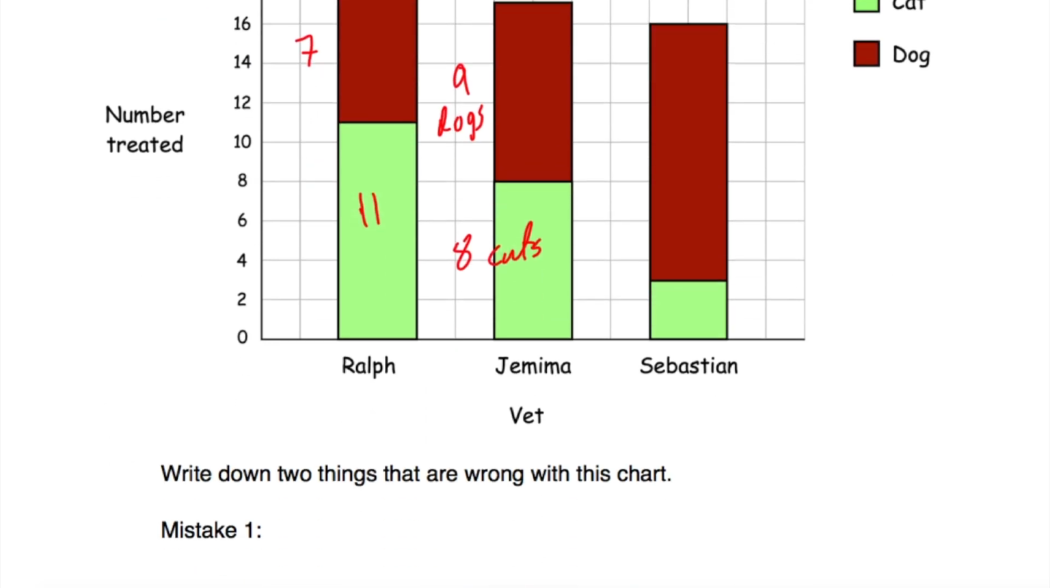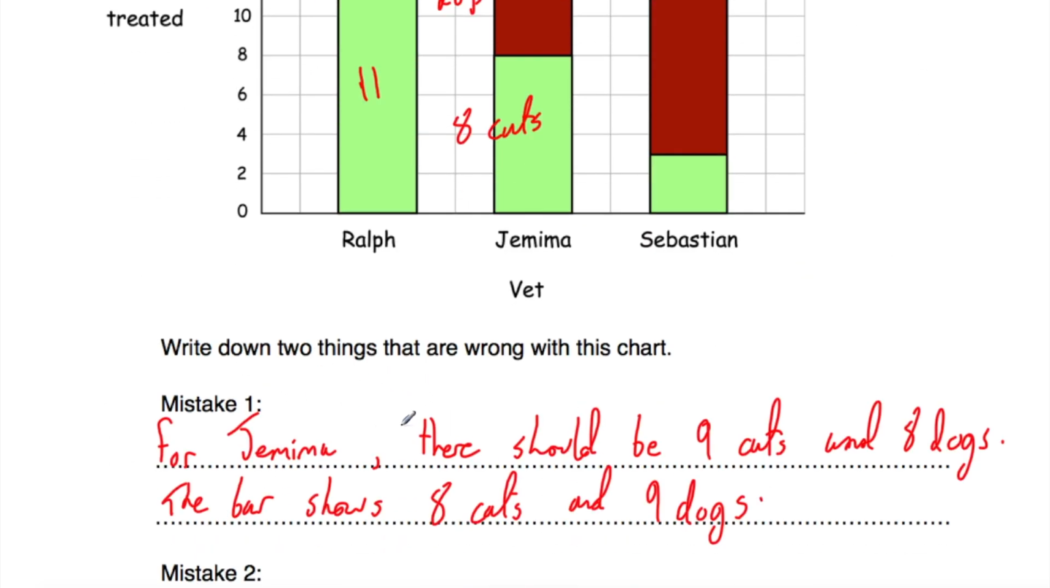So let's write that down. And that's it. So I've written mistake 1 for Jemima. There should be 9 cats and 8 dogs, but the bar shows 8 cats and 9 dogs, so she's drawn it the wrong way around.